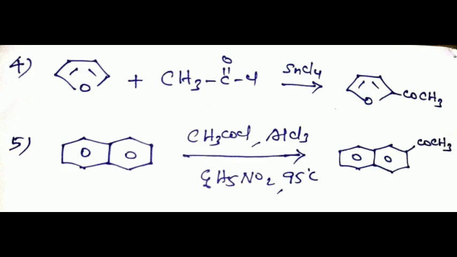Fourth application, the acyl derivatives of heterocyclic compounds can be prepared by using other catalysts like stannic chloride and phosphoric acid. Here, furan combined with acetyl chloride in the presence of stannic chloride forms 2-acetyl furan. Then 2-naphthyl methyl ketone can be prepared by using naphthalene with acetyl chloride, with nitrobenzene acting as a solvent.